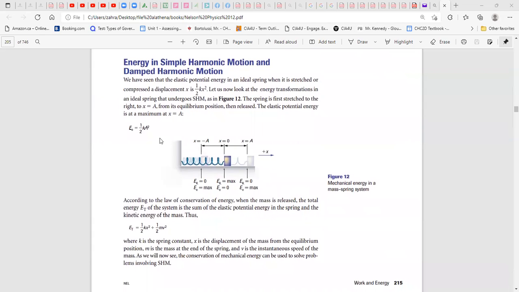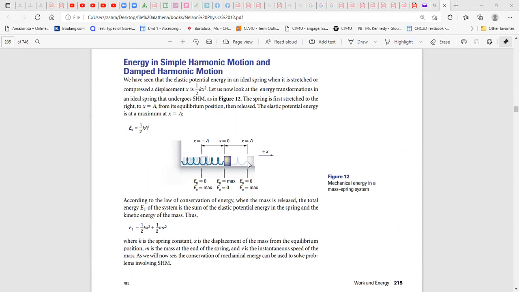Now we can talk about each position, because energy is conserved, of course. At different positions the energy is converted from one form to another. For example, at equilibrium we have zero elastic potential energy because there is no stress. x is 0, so half kx² is 0, and the elastic energy is 0. It means the energy is purely kinetic, so you have maximum velocity there.